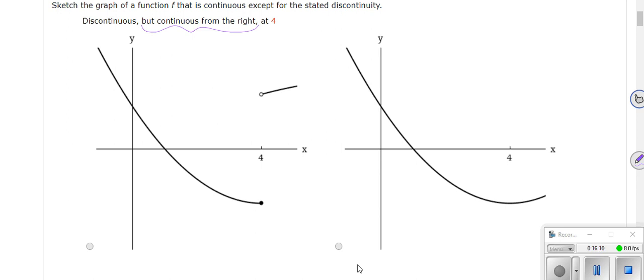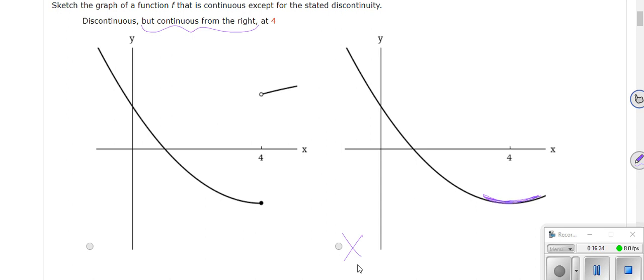Okay, so looks like part of mine kind of got cut off, that's interesting. So first of all, discontinuous at 4. This one fails right off the bat because it's continuous through 4. So that one's a no-go. That ain't it. Don't have to worry about it.